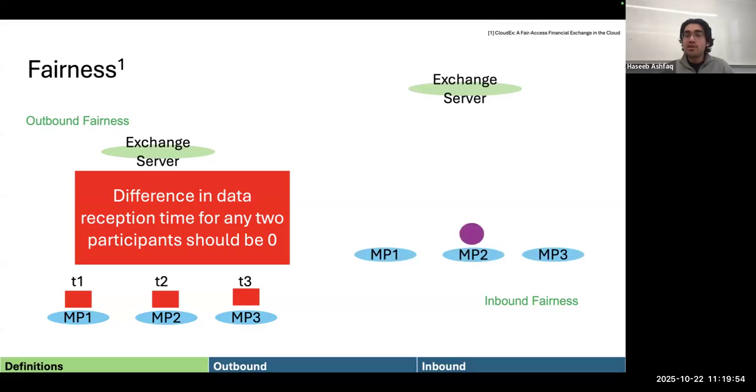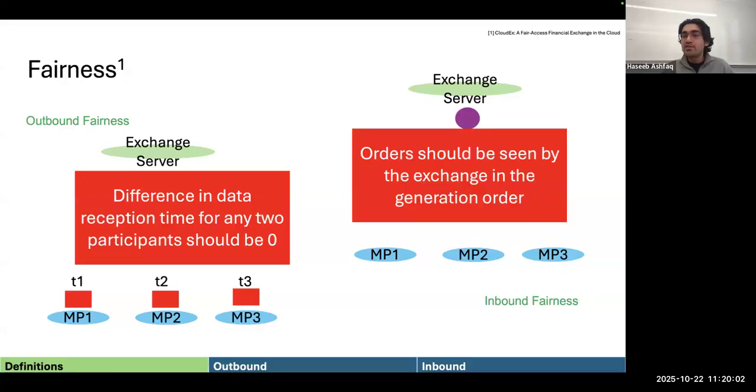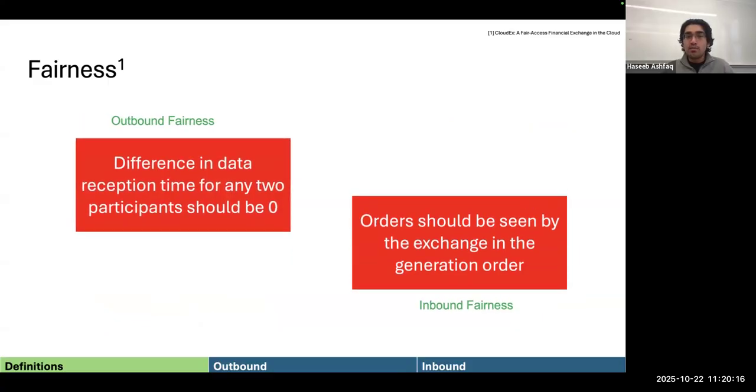And in inbound fairness, we have market participants generating trade orders, which go to the exchange server, and orders should be seen by the exchange in the order of their generation. So there should be no network asynchrony, network reordering, or anything. Now, these are the two ideal definitions of outbound and inbound fairness, but it's very hard to achieve these.